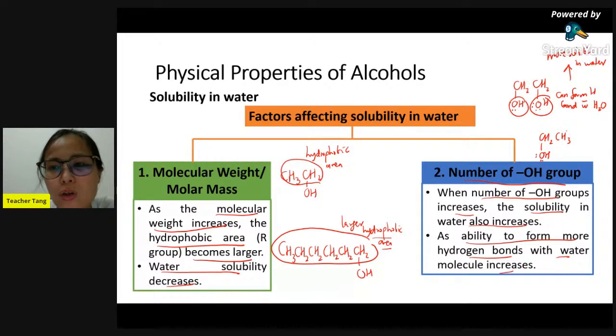compared to ethanol. Ethanol only has 1 hydroxyl group, so it can form fewer hydrogen bonds with water, therefore it is less soluble in water.